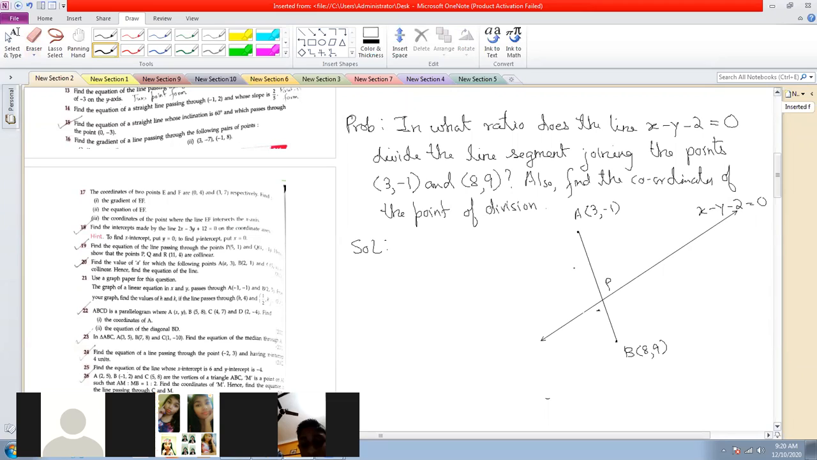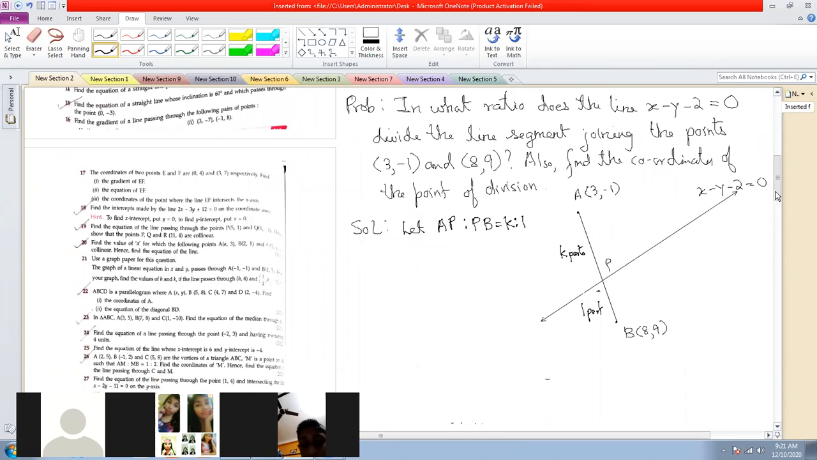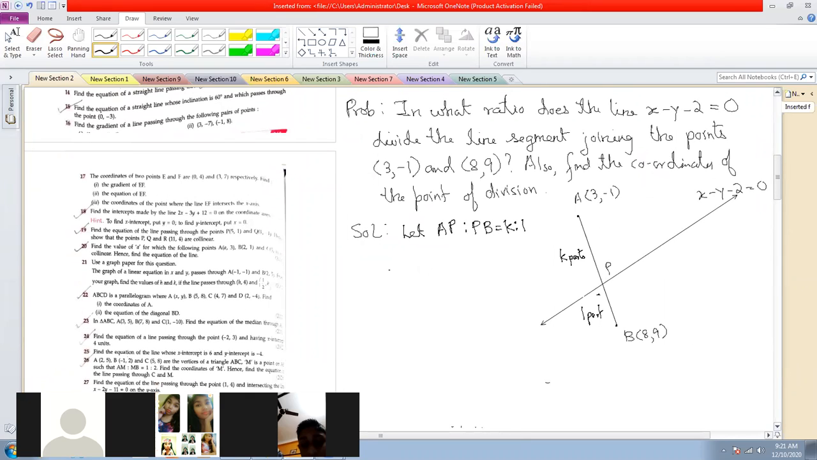First of all, let us take k parts here, and let us take one part here. That is, the ratio of AP is to PB is k is to 1. Let AP is to PB is equal to k is to 1. Then what should be the coordinates of P?